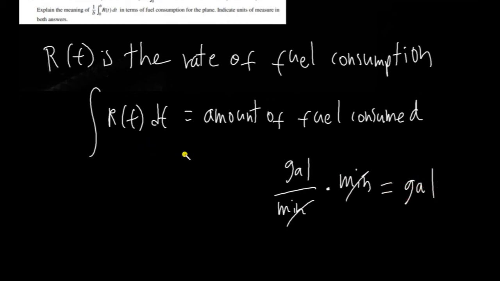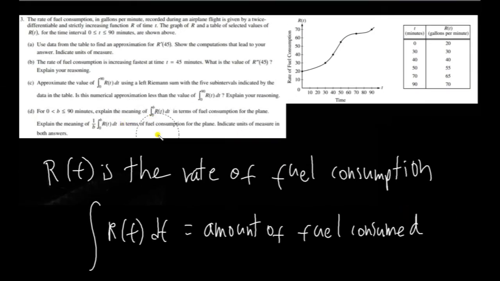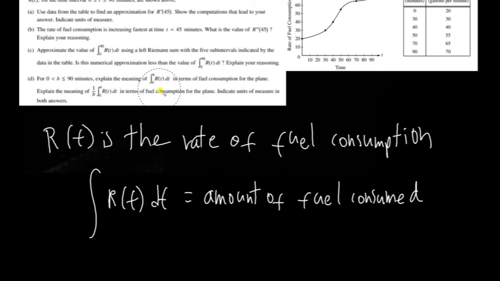So the integral of R(t) is gallons, right? The units for that are going to be gallons, and what that means is the integral gives us the amount of gallons of fuel consumed at a certain time. Okay, so that's what the integral from 0 to b of R(t) is. If we're having a certain time t, or a certain time b, that's between 0 and 90, the integral from 0 to b is going to give us the total amount of fuel consumed at any time b. Okay, so I guess another way you could say that is the amount of fuel in the first b minutes.